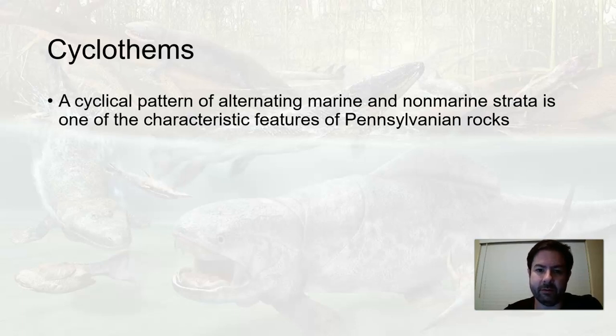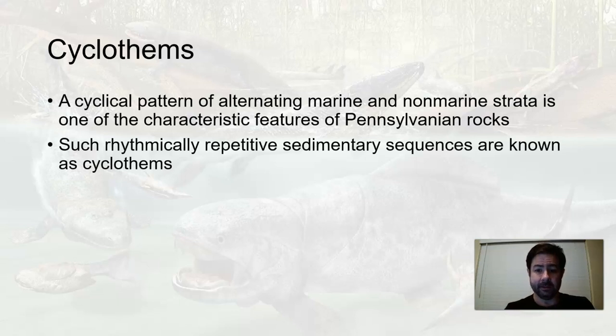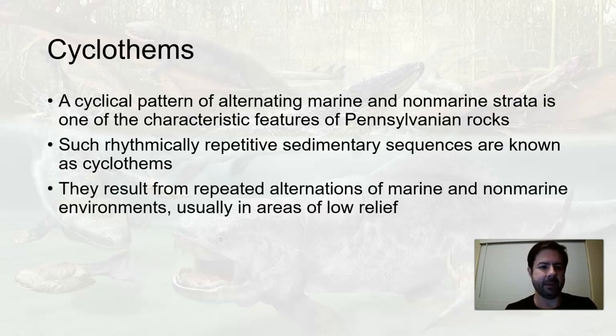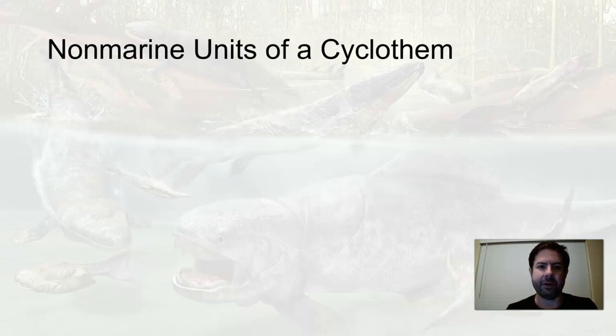It's a cyclical pattern of alternating, not just usually marine sediment, sandstone, shale, limestone, that forms in the shallows of the ocean, but marine and non-marine strata. And that's very characteristic of Pennsylvanian period rocks. The repetitive sedimentary sequence that includes marine and non-marine rocks are called cyclothems. This usually occurs in areas of low relief, flatter areas.